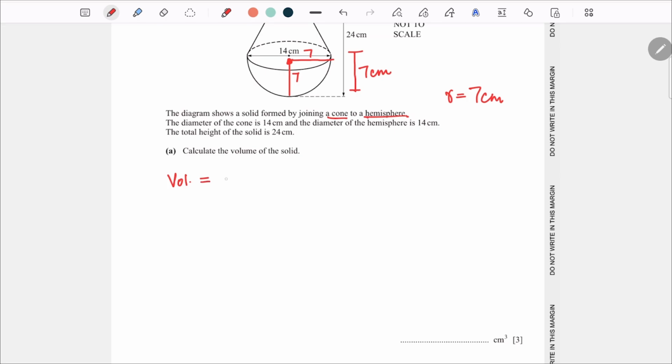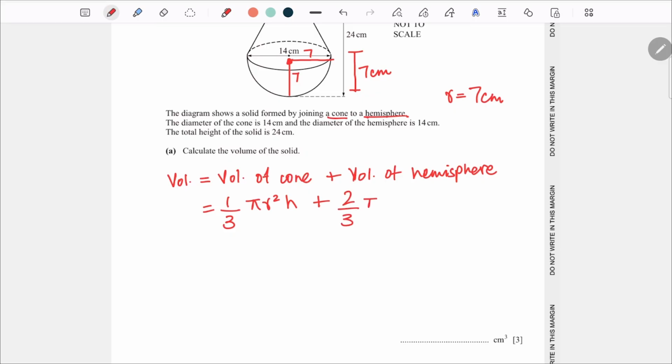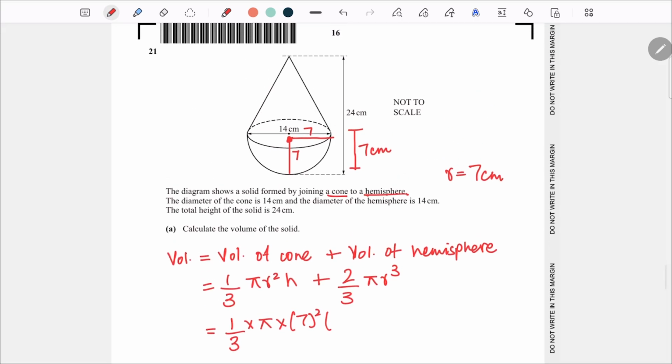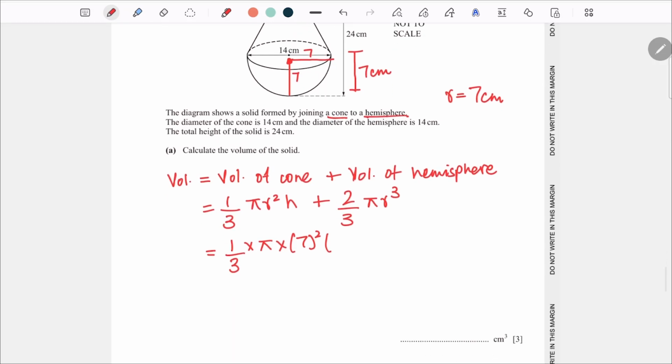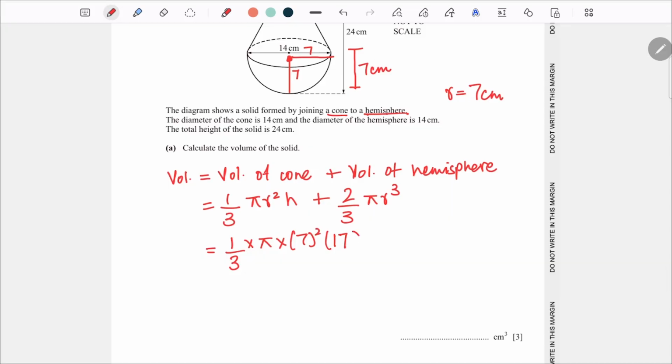Volume of the entire solid will be equal to volume of the cone plus volume of the hemisphere. The formula for volume of a cone is 1 over 3 pi r square h, plus volume of the hemisphere is 2 over 3 pi r cube. Now 1 over 3 into pi into the radius, 7 centimeters, so 7 square, and the height of the cone is 24 minus 7, which is 17. So the height of the cone is 17.